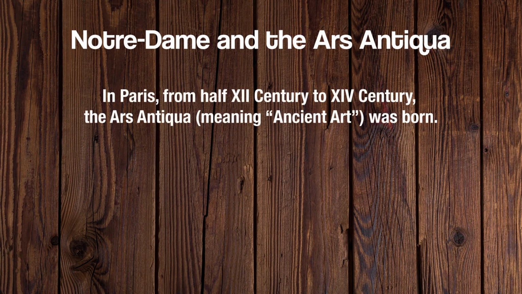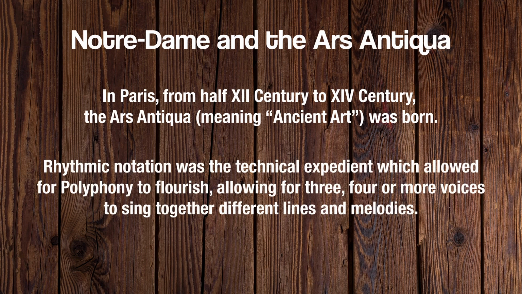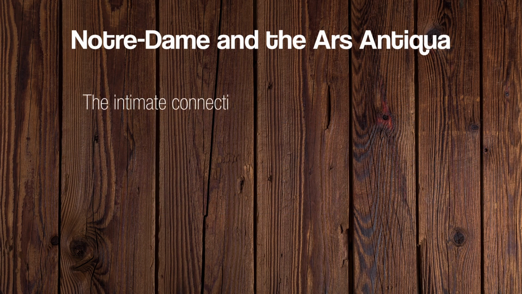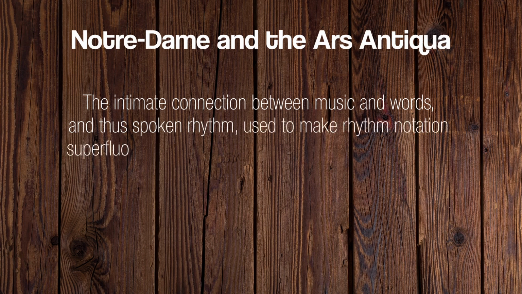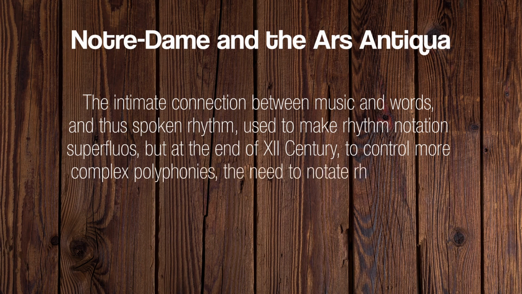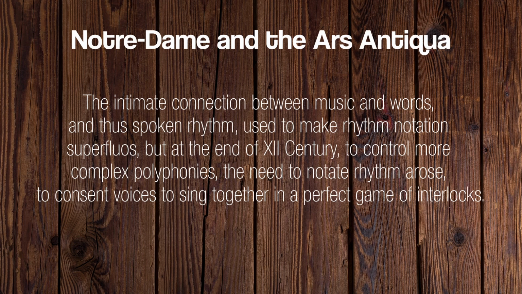In Paris, from the mid 12th century to the 14th century, the Ars Antiqua, meaning ancient art, was born. Rhythmic notation was the technical expedient which allowed polyphony to flourish, allowing 3, 4, or more voices to sing different lines and melodies together. The intimate connection between music and words, and thus spoken rhythm, used to make rhythmic notation superfluous, but at the end of the 12th century, to control more complex polyphonies, the need to notate rhythm arose, to allow voices to sing together in a perfect game of interlocks.